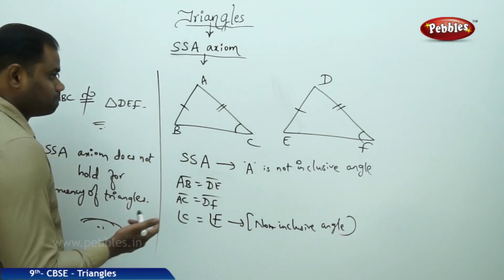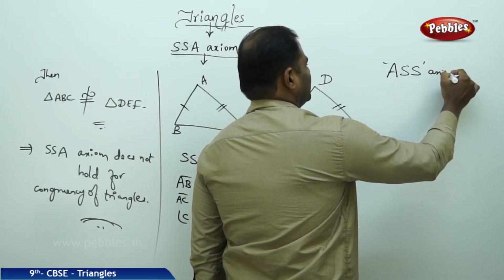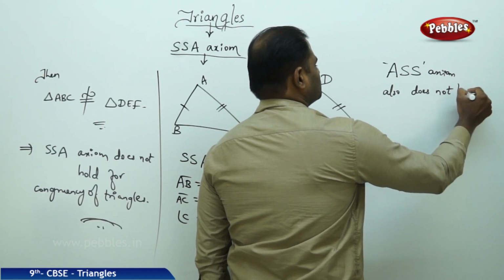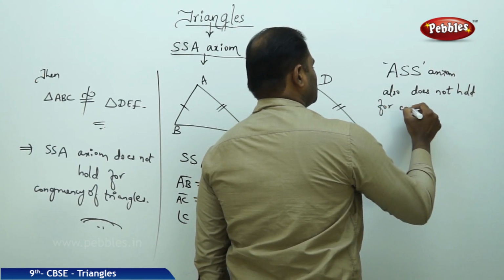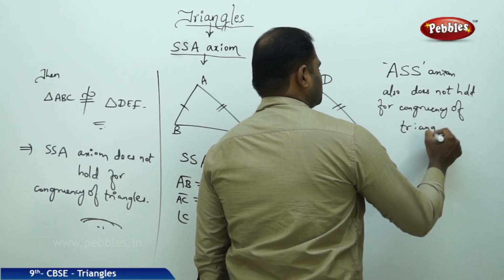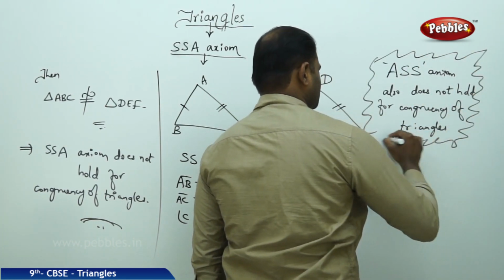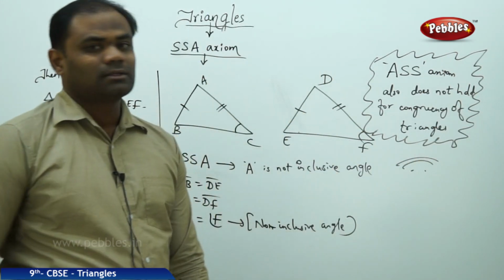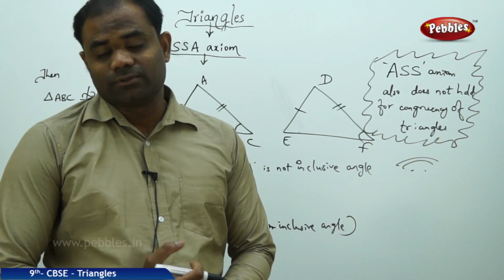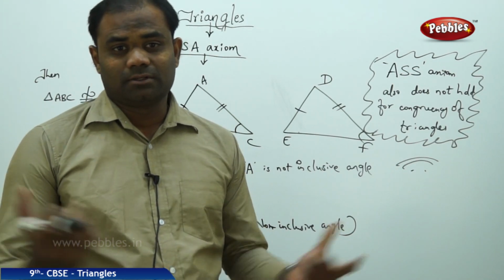Or similarly, ASS axiom also does not hold for congruency of triangles. That's how I understand the ASS axiom does not hold for congruency of two triangles. Side angle side and congruency of triangles is true.